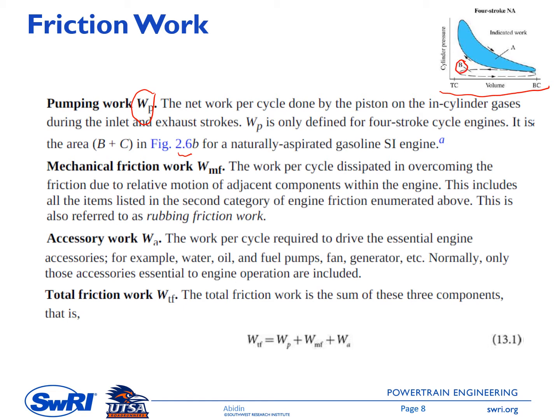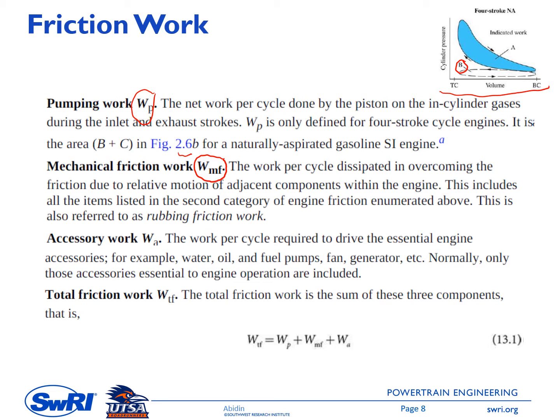And then the second one is mechanical friction work, or WMF, okay. MF here stands for mechanical friction. This is the work per cycle dissipated in overcoming the friction due to relative motion of adjacent components within the engine. So I've shown you in the previous slide, we have several moving components in the engine, like piston ring, piston skirt, and cylinder wall, and then piston pin, connecting rod, and then crankshaft and camshaft bearing, and then friction in the valve actuation mechanism, and so on.